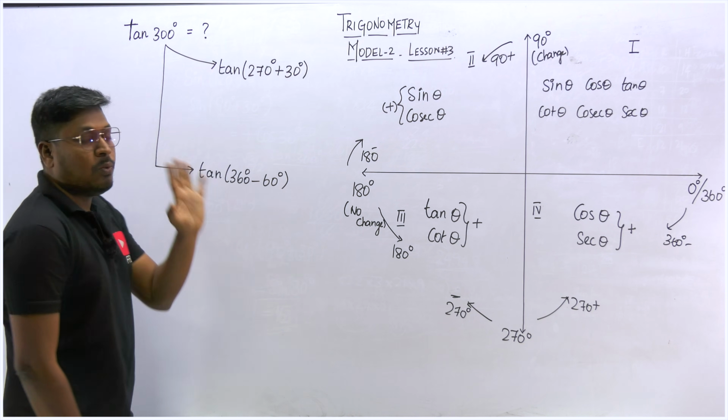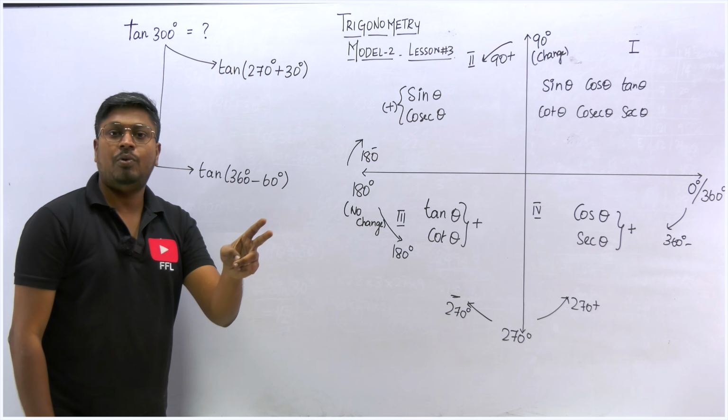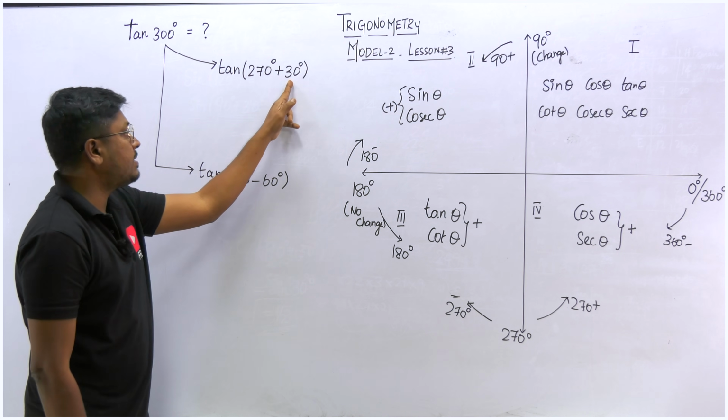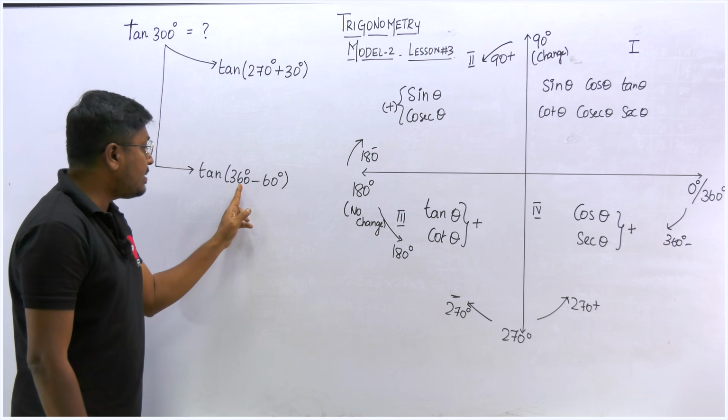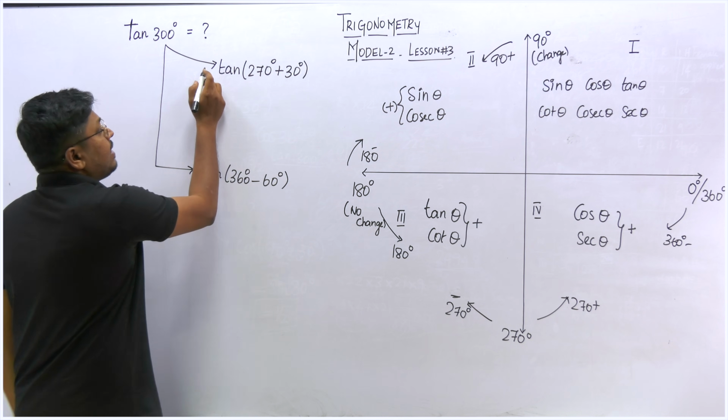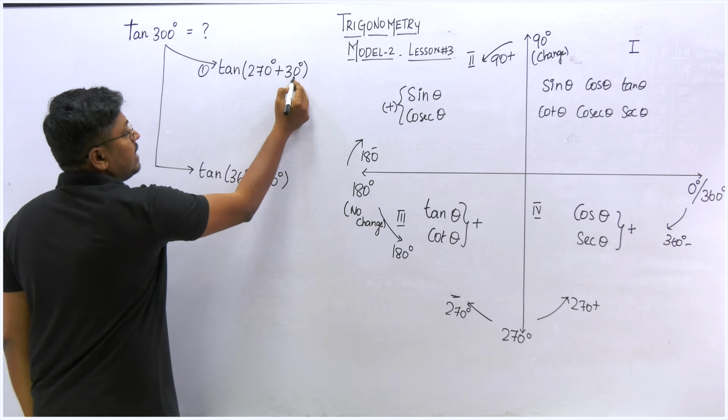So we have to find what is tan 300 degree. So what is the first step? We have to split the value. So this can be written as tan 270 plus 30, which will be 300, or else 360 minus 60. You can split in any way, right? So now let me take the first one, tan 270 plus 30 degree.